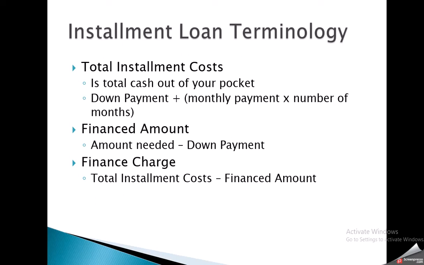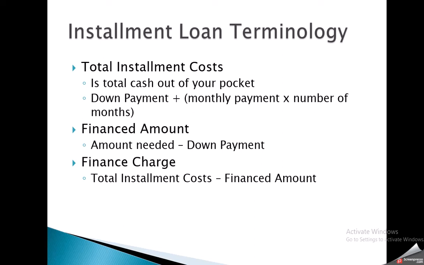So we've got some different terminology. Our total installment cost is how much total cash comes out of your pocket. So if you go buy a car and you put $1,000 down, and they tell you your monthly payment is going to be $300 for 60 months, you take the down payment, the $1,000 you put down, plus the $300 per month times the 60 months, and that is your total installment cost. That's how much it's going to cost you to buy that car. It includes the interest or the finance charge.